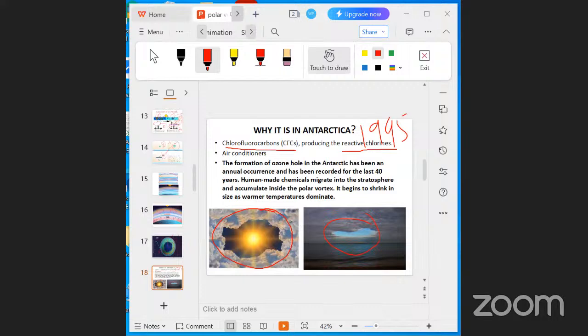Air conditioners. This is very important. Okay? Air conditioners. So they are all over the world, all over the earth. There are chlorofluorocarbons in the atmosphere. So that includes over us, right?